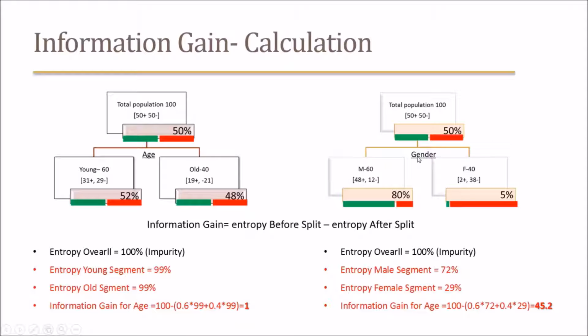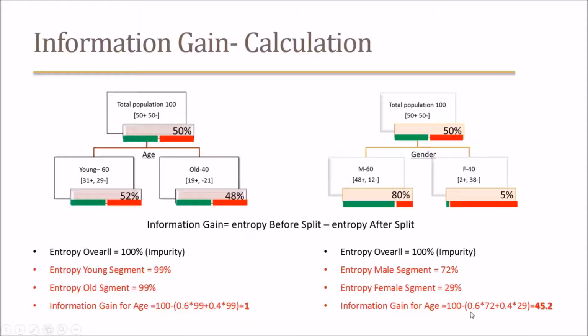Now is gender really giving me any lift, or is it giving me any information? So let's try to calculate information gain, that is entropy before the split, 100%, and entropy after the split. For the male segment, entropy is 72%, and for the female segment, entropy is 29%. So how do we calculate entropy after the split?